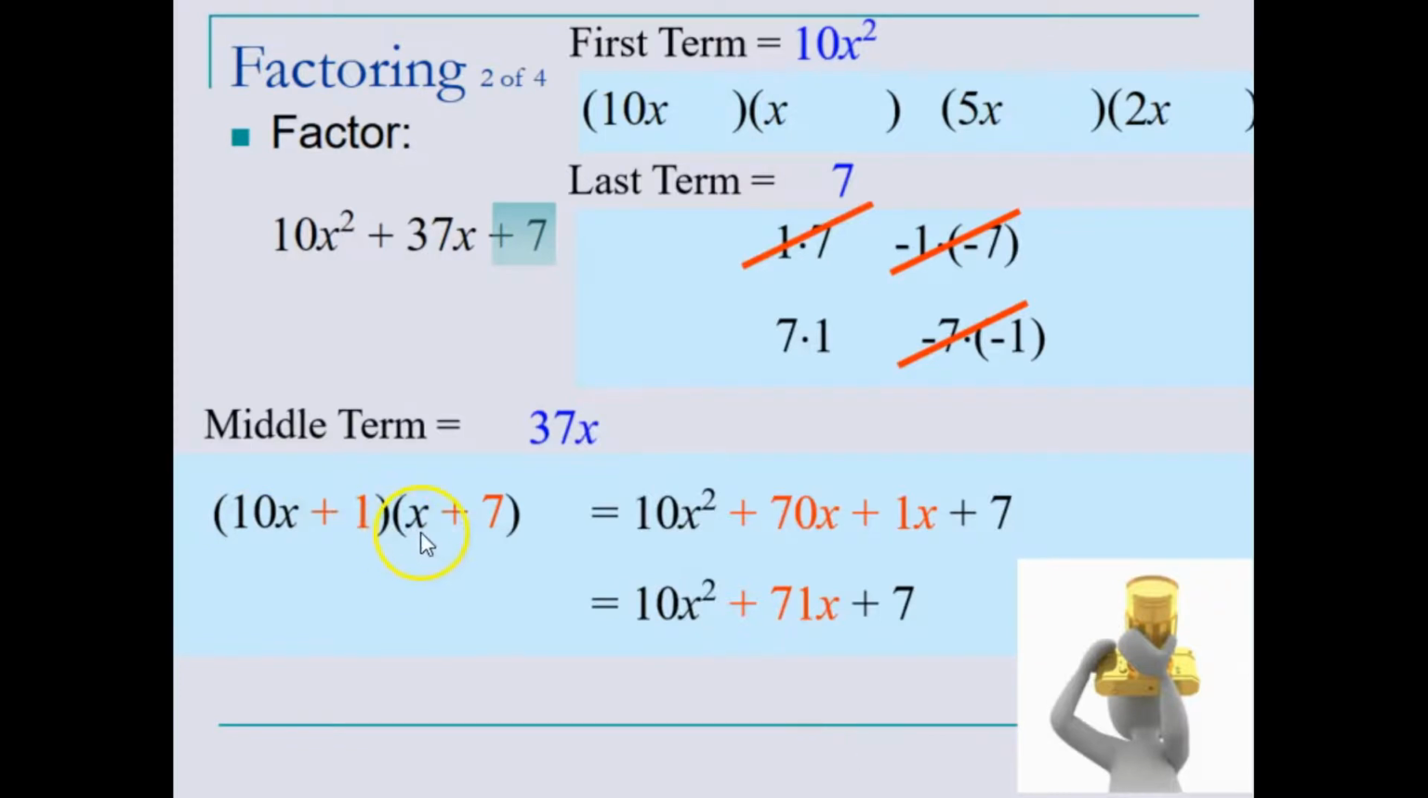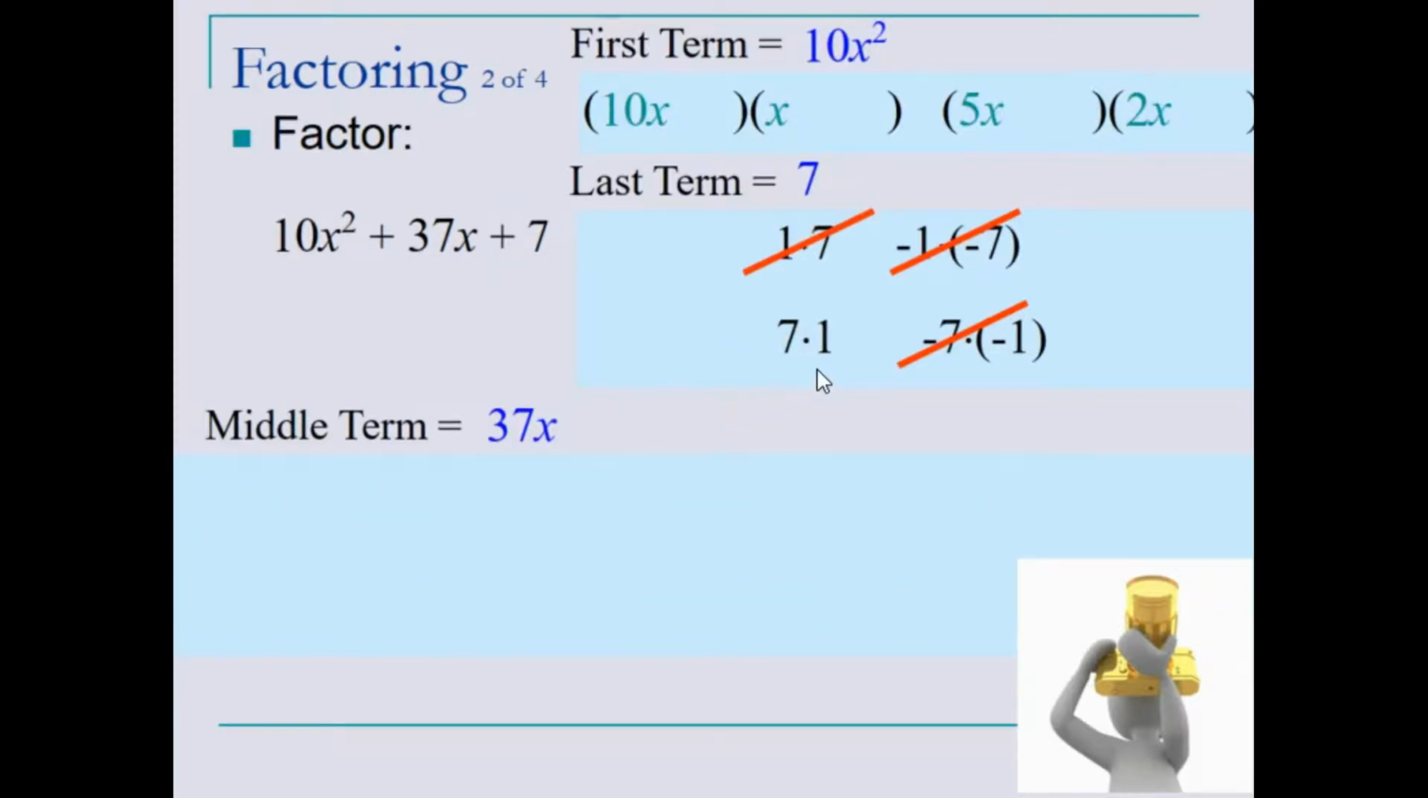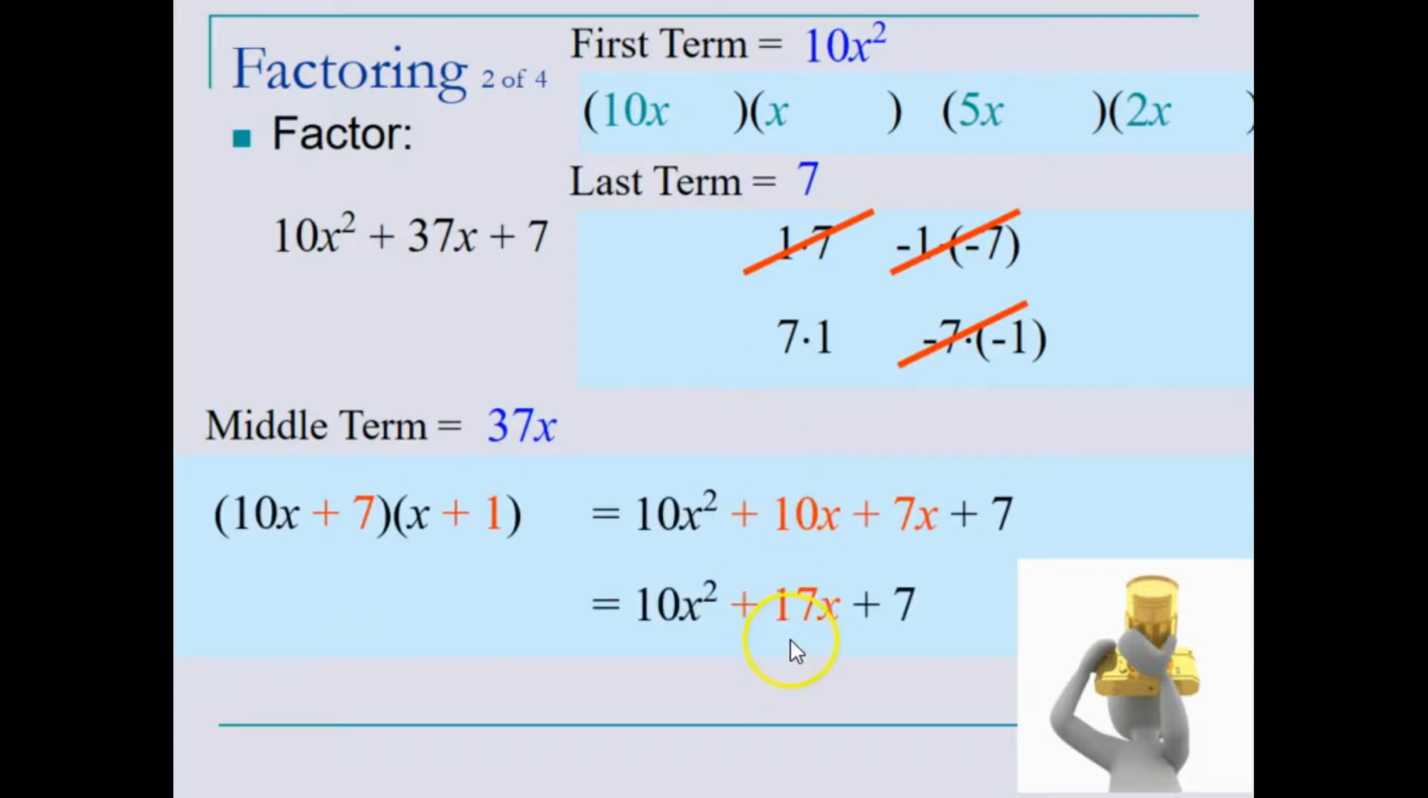But staying with the 10x and x, the next arrangement needs to be tried as well, because we will end up with a different middle term, as you see here, with those two factors switched. This, however, does not work. We've tried the two possibilities that we have with these first two terms being 10x and x.